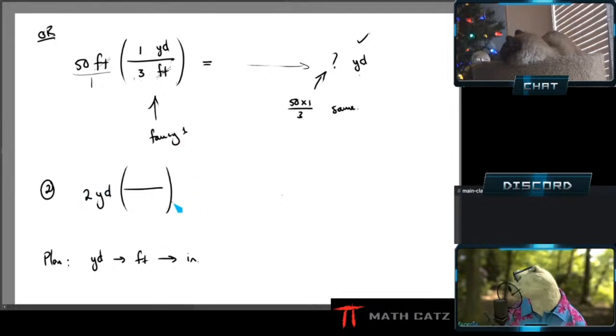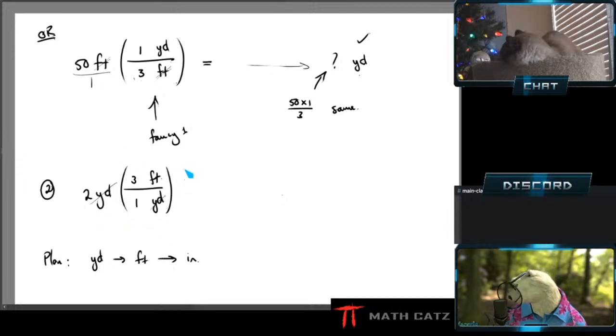So the first goal is to convert the yards to feet. I'm going to put yards in the bottom and feet at the top for my reference pair, which is 1 yard is equivalent to 3 feet. And because those lengths are equivalent, I haven't changed the quantity. Just making it look different. So currently the yards cancel and I'm currently in feet. That's not my end goal. My end goal is to be in inches.